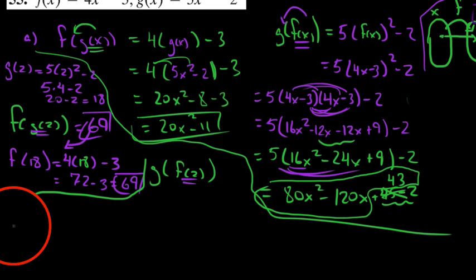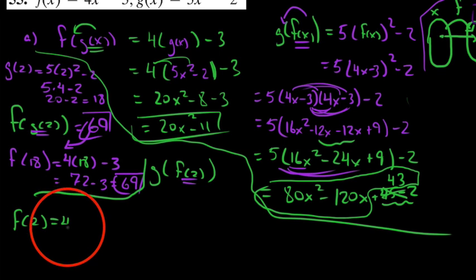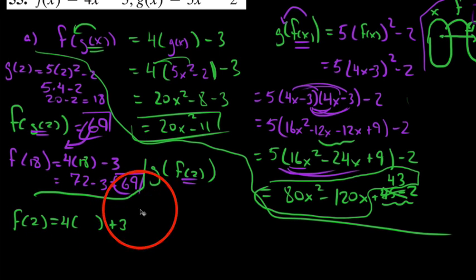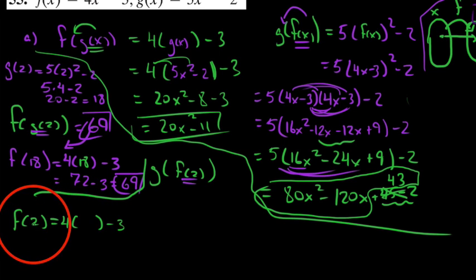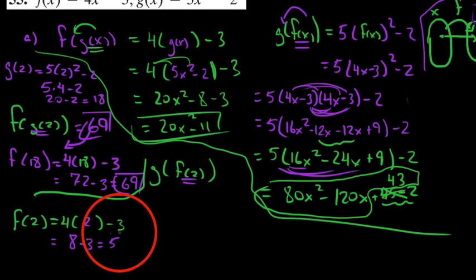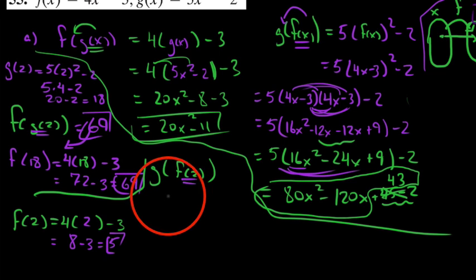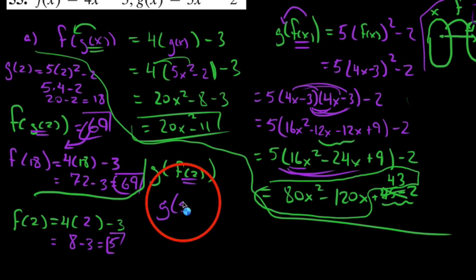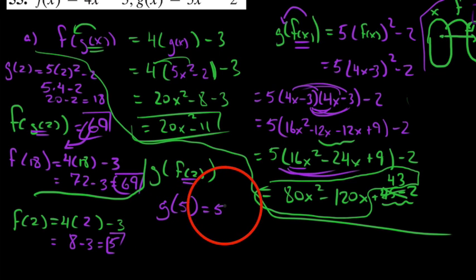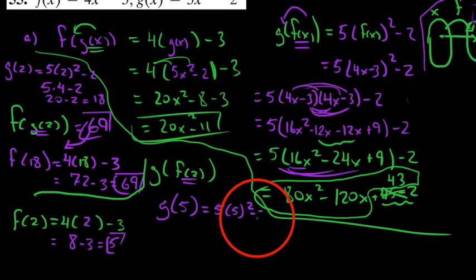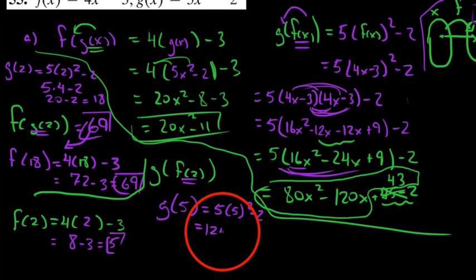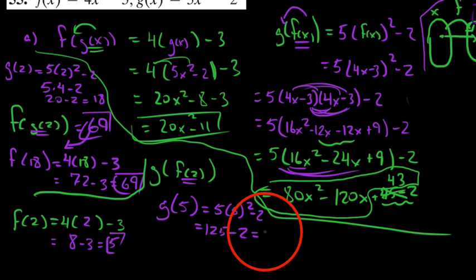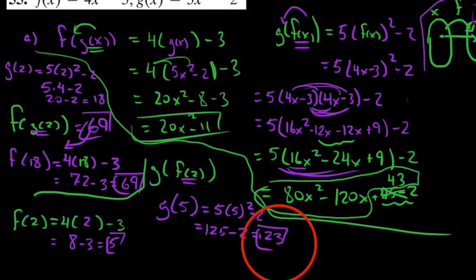Now for g of f of 2, let's evaluate f of 2 first. The rule is 4 times my input minus 3, but instead of plugging in x, we plug in a 2. So I get 8 minus 3 is 5. That was a lot easier this time. If f of 2 is 5, then g of f of 2 is really g of 5, which is 5 times 5 squared minus 2, which is really 5 times 5 times 5, a fun little cube number. We get 123. That's our composite function value.